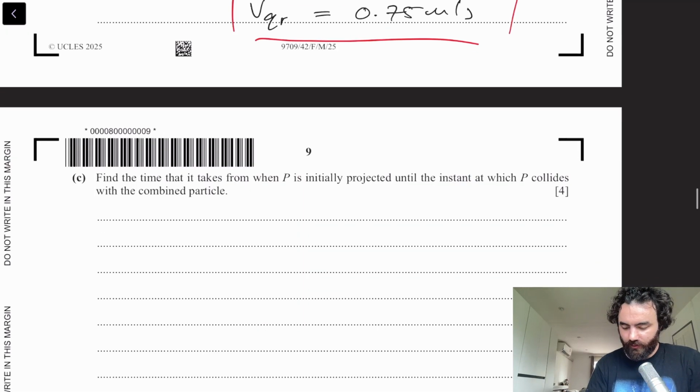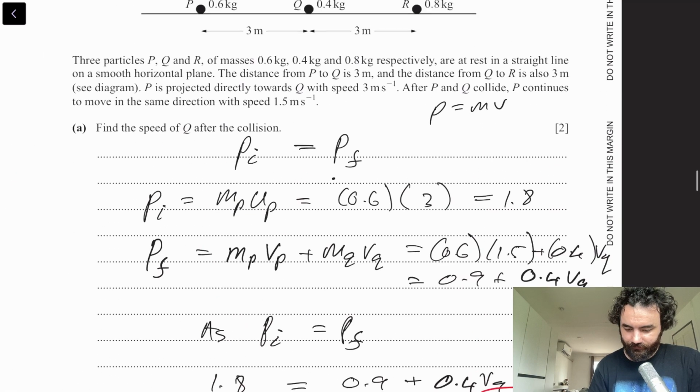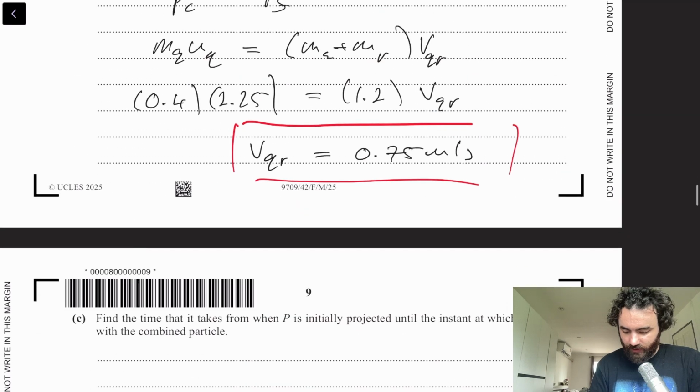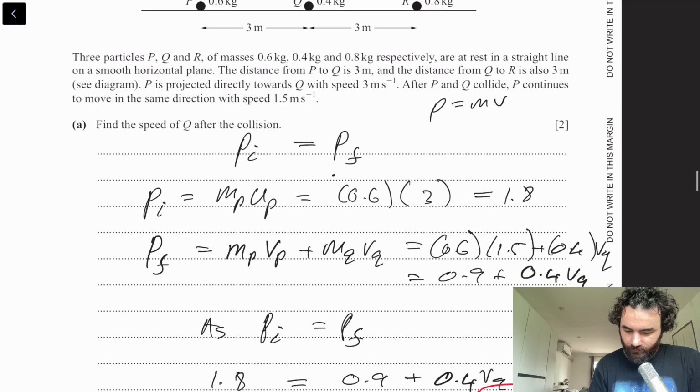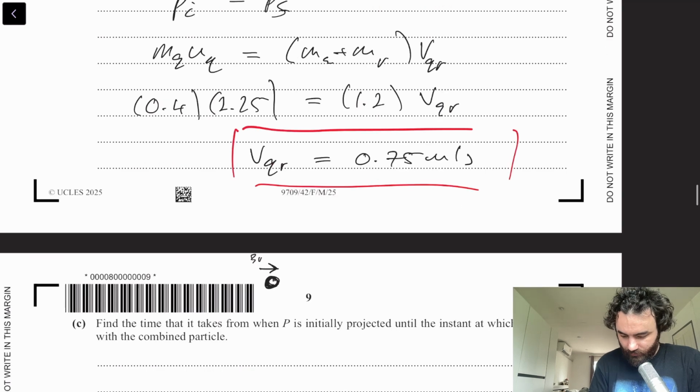So we have a lot going on here. It's projected, it strikes this thing here, it then moves here. Maybe we should write all these things down to make it easier for us. Okay, so it's projected at the speed of 3 meters per second.